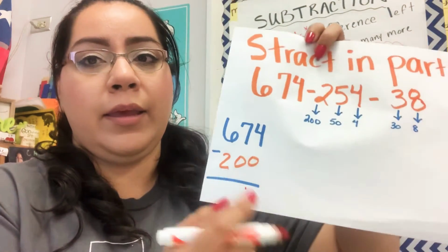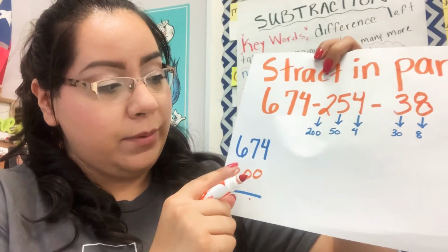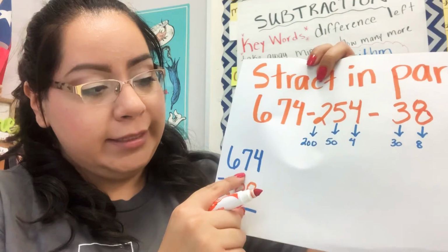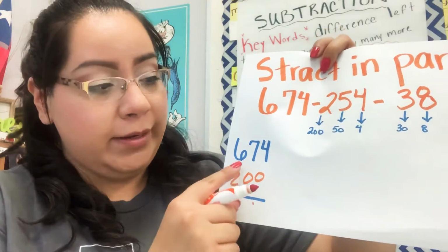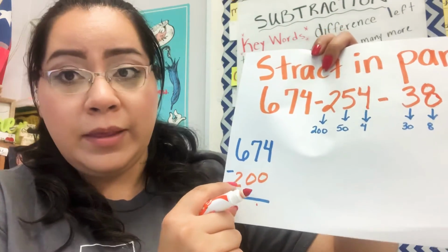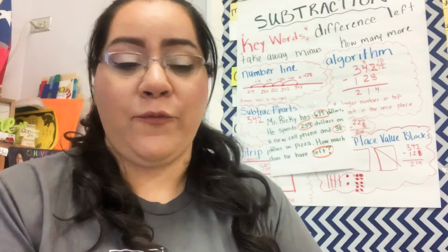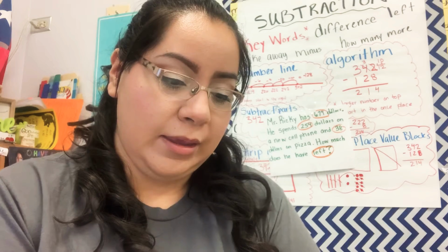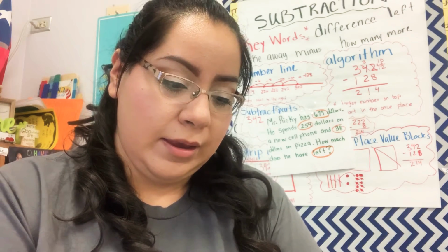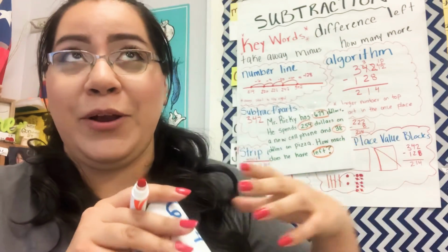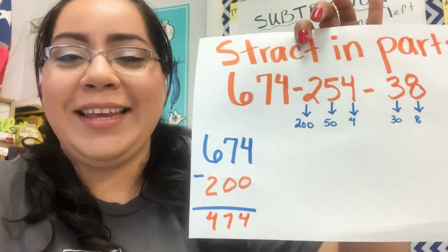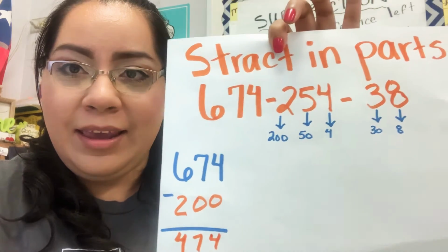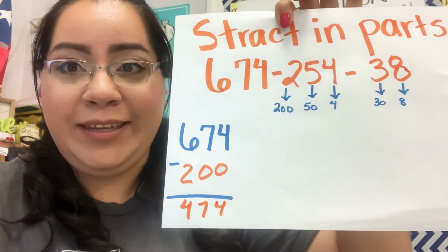So then, 6 take away, I'm sorry, we start from our ones. 4 take away 0, just bring down the 4. 7 take away 0, bring down the 7. 6 take away 4. 6 take away 2 is 4. Okay. I'm sorry about the announcements. We're working and listening at the same time, and so we have that 474.